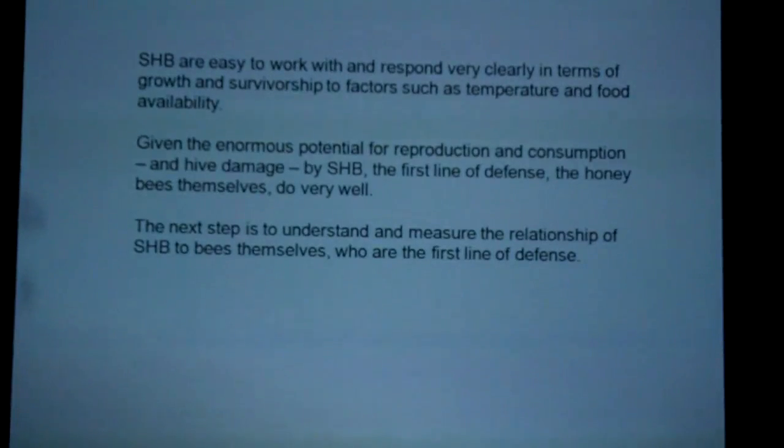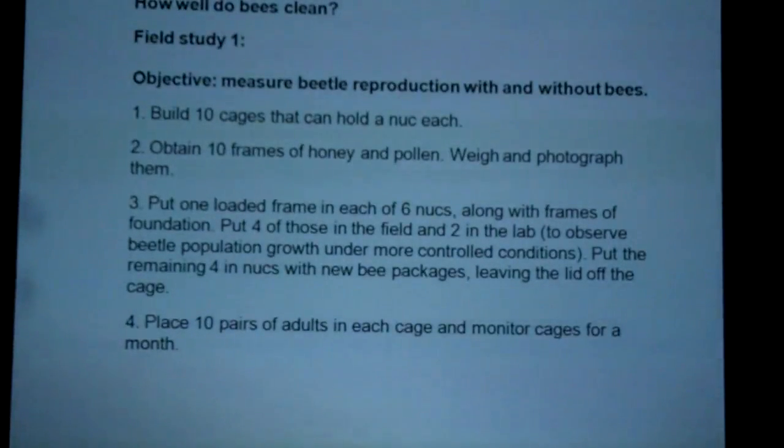And that actually is very tricky. Trickier than I thought. Maybe not trickier than you thought, but it was trickier than I thought. So the first study was simple. We're just going to build a bunch of cages that hold a nuke. Each cage with a screen. I have a picture of it here in a minute.